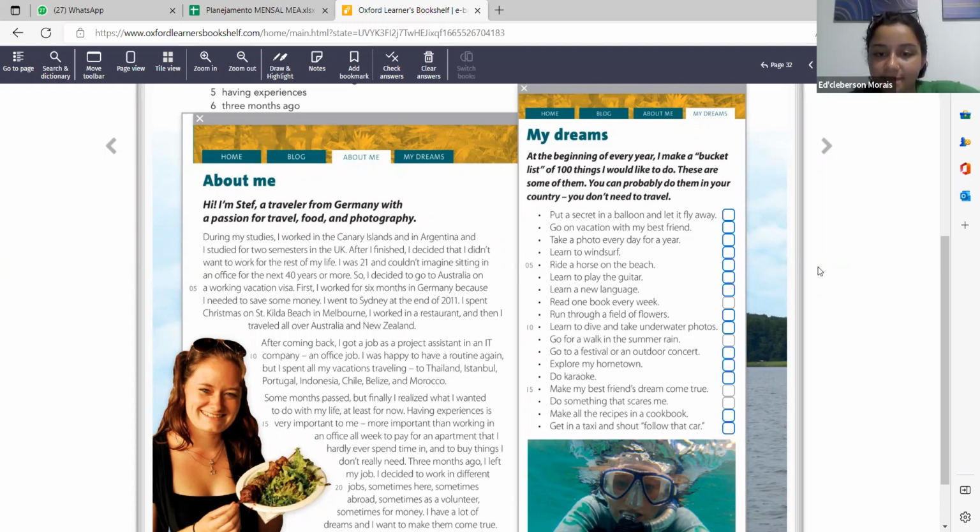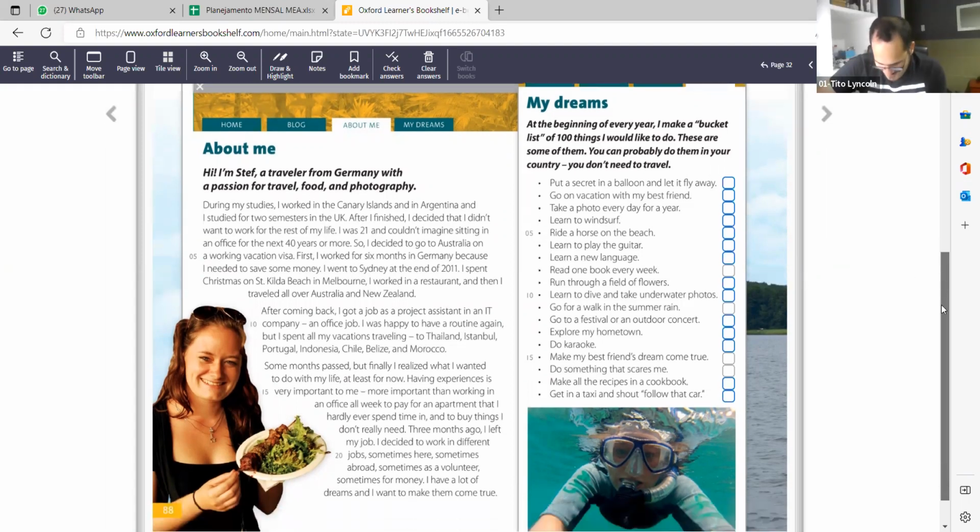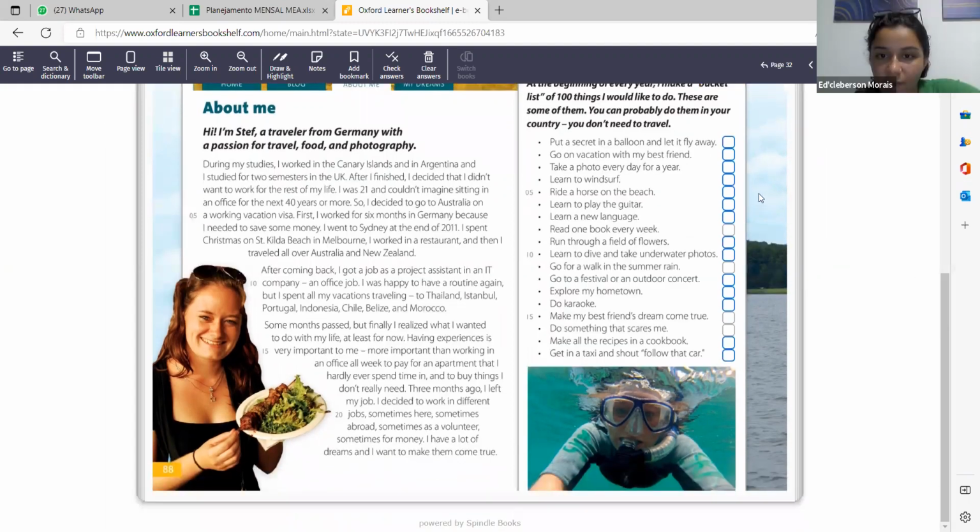Next. Learn to windsurf. Would you? Yes. Me too. I would totally do it. Five. Ride a horse on the beach. Would you? It's strange, but it's cool. It's very, very common in other countries. It's not common in Brazil.